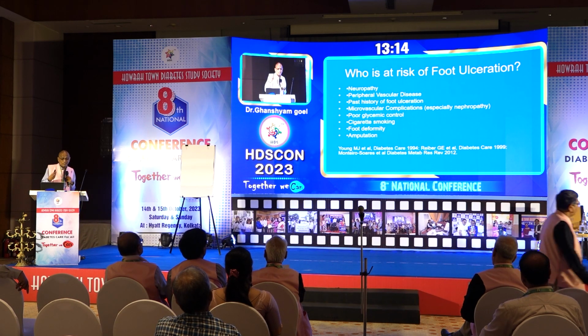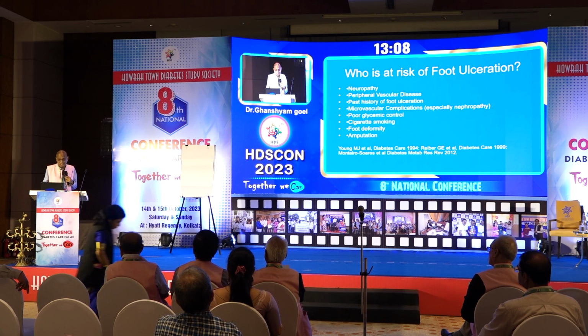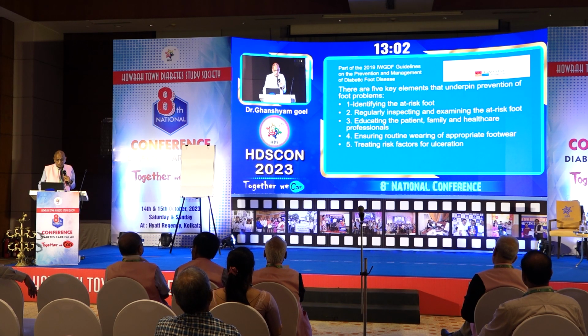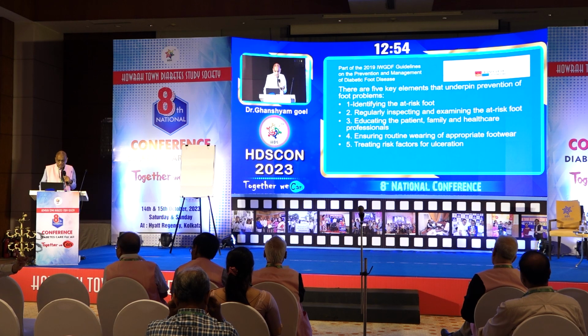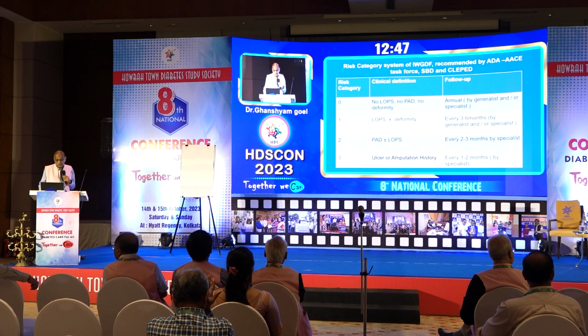So who is at risk of diabetic foot ulceration? Neuropathy, peripheral vascular disease, previous foot ulceration, poor glycemic control, cigarette smoking, foot deformity, and amputations. These are the International Working Group on the Diabetic Foot guidelines: the 5 key elements that determine prevention of diabetic foot problems. Identify the at-risk feet, regularly inspect and examine the at-risk feet, and treat the risk factors for ulceration.